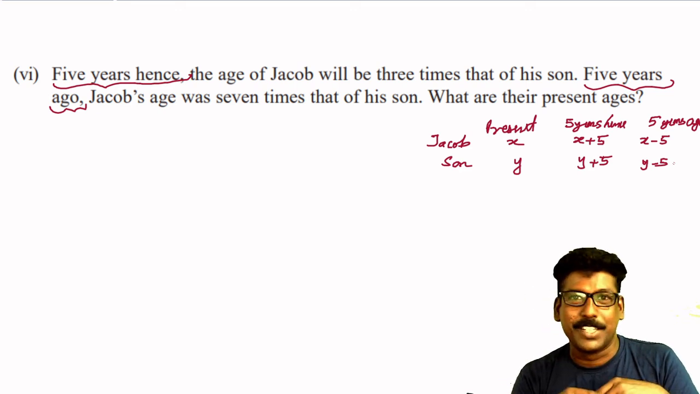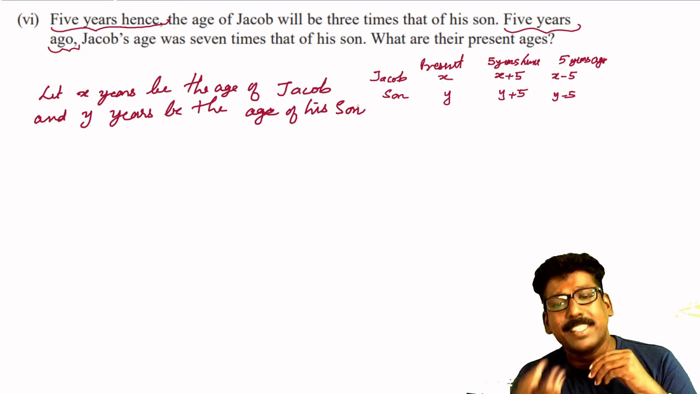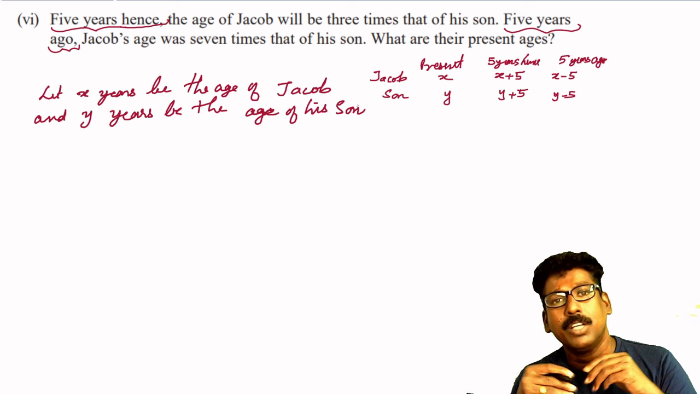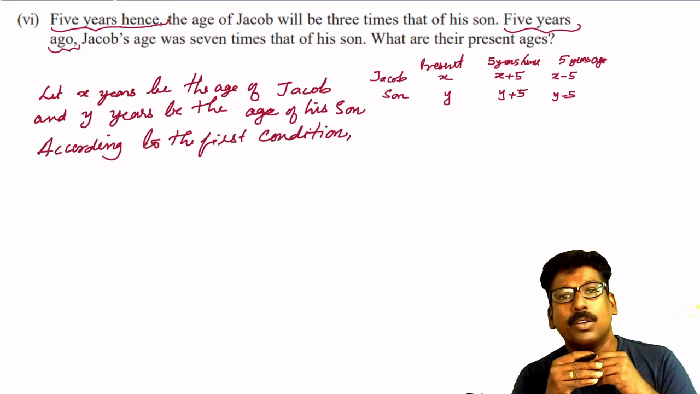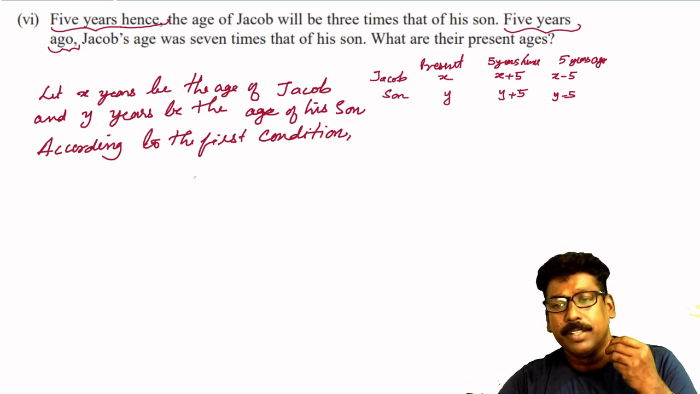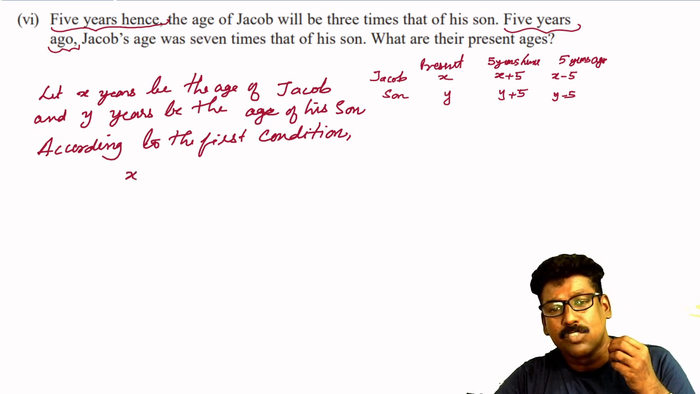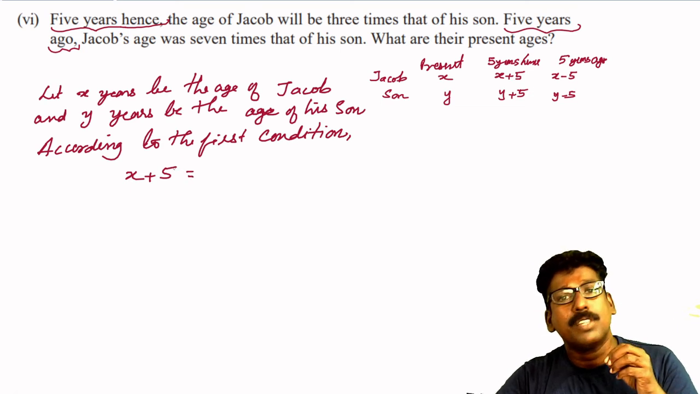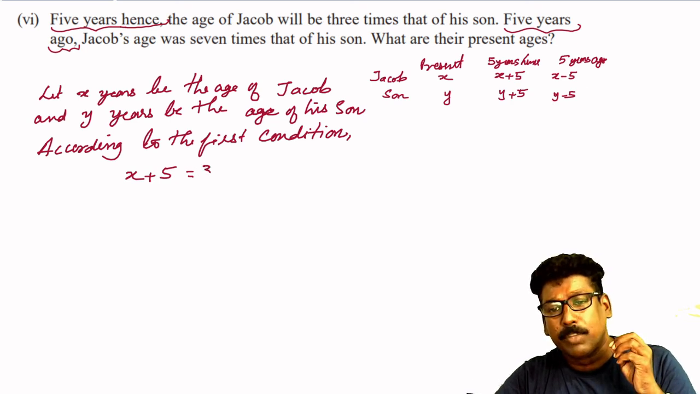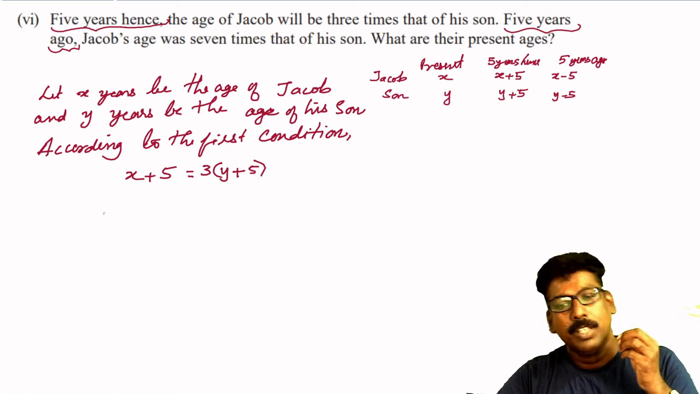Now let us start solving this problem. So first, let x years be the age of Jacob and y years be the age of his son. Now according to the first condition, what is the first condition? 5 years hence the age of Jacob will be, that means after 5 years, the age of Jacob is written as x plus 5. It will be 3 times that of his son. So his son's age is y plus 5. 3 times y plus 5 you can write as 3 into y plus 5. That's all. Now do solve it.